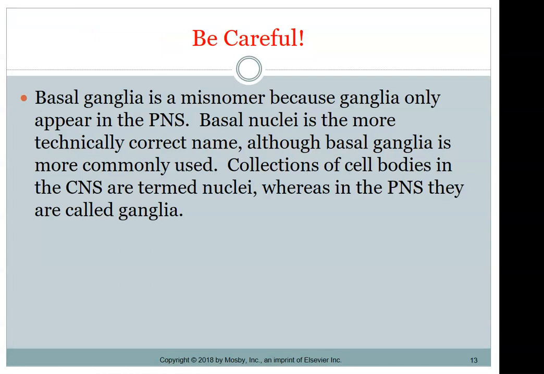Be careful. Basal ganglia is a misnomer because ganglia only appear in the PNS. Basal nuclei is the more technically correct name, although basal ganglia is the more commonly used. Collections of cell bodies in the CNS are termed nuclei, whereas in the PNS they are called ganglia.